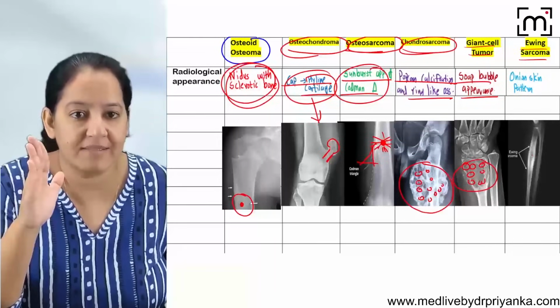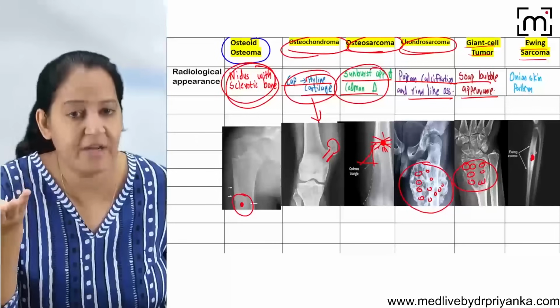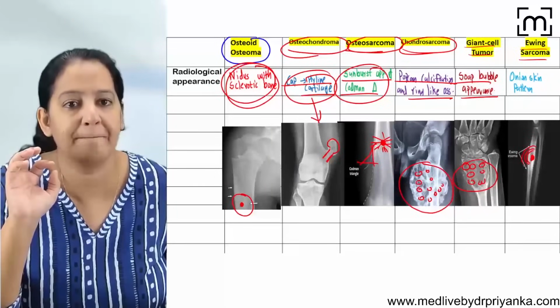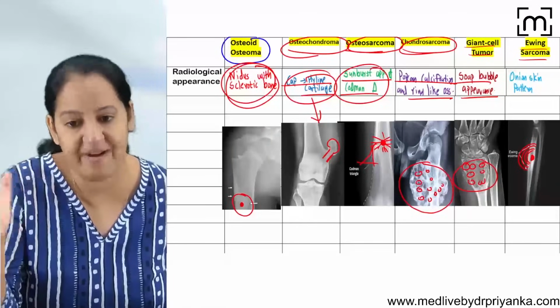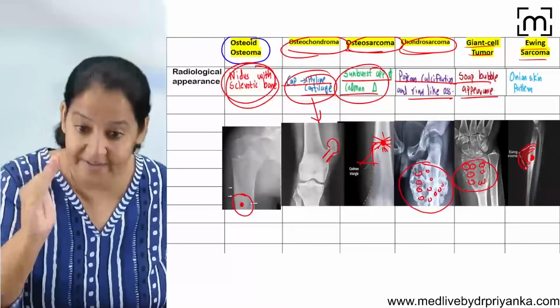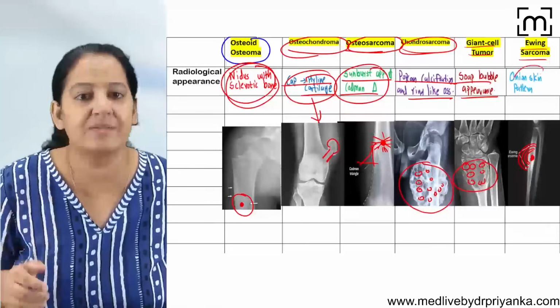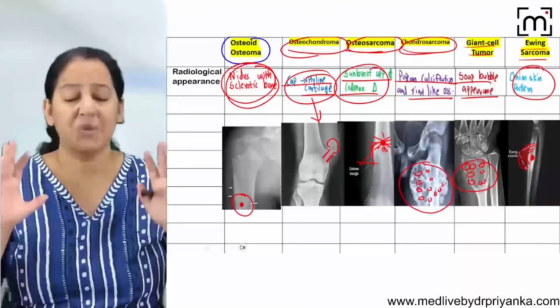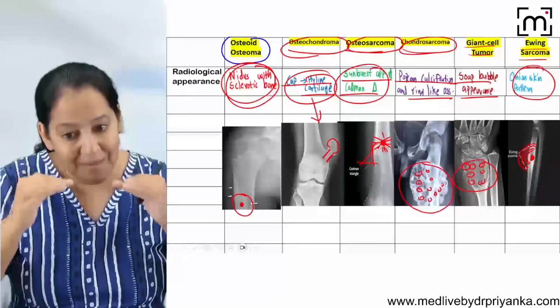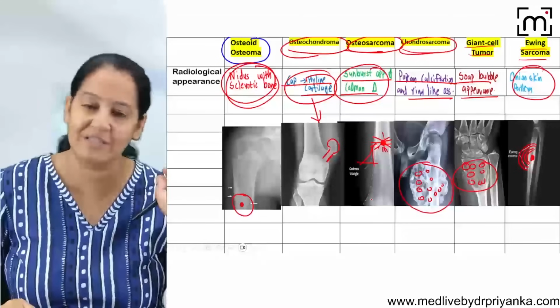In Ewing sarcoma, there is a lytic lesion and the periosteal reaction in the form of parallel rows of mineralization. So it is typically giving layers over layers. It looks like an onion skin or onion peel. It is known as onion skin appearance. So learn the typical appearance with their images together of all these tumors, which is very important.